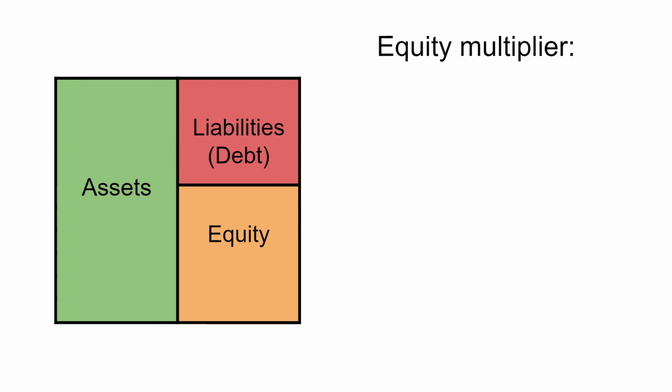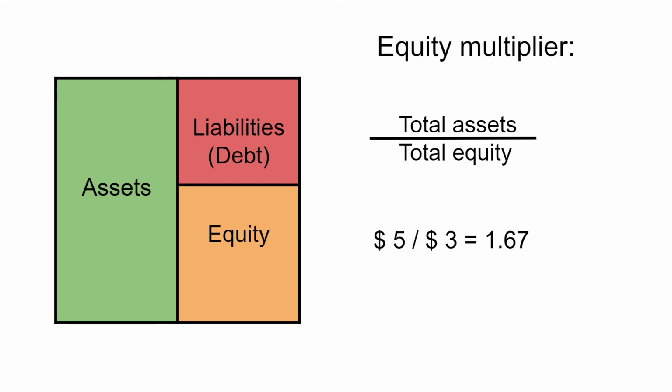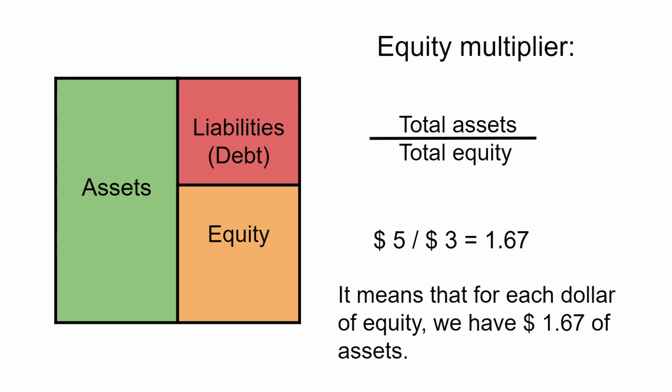For equity multiplier, we have total assets over total equity. $5 million over $3 million, and we get 1.67. And it means that for each dollar of equity, we have $1.67 of assets.